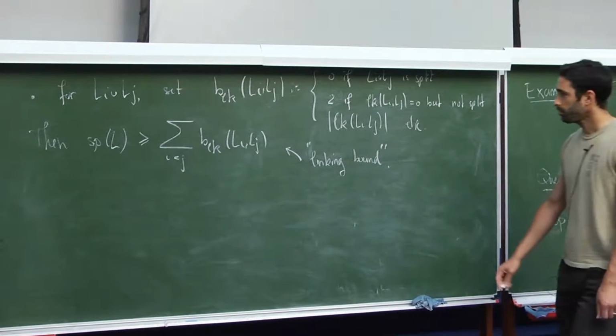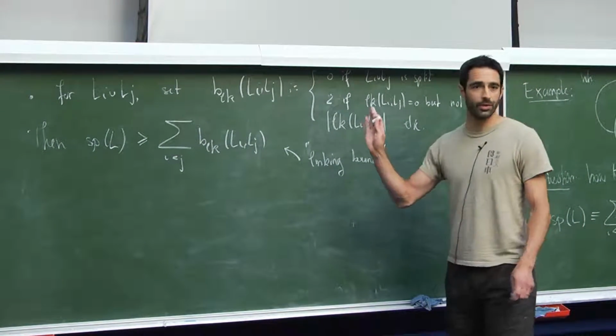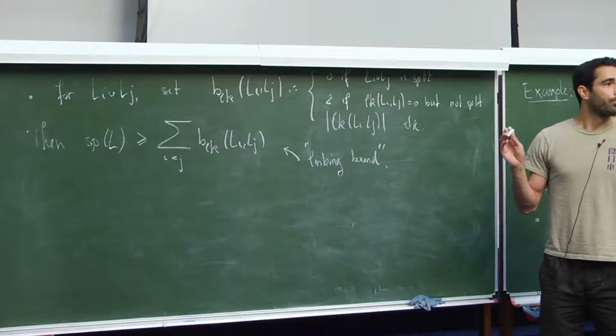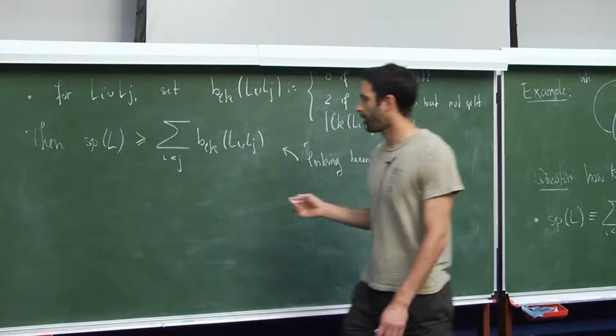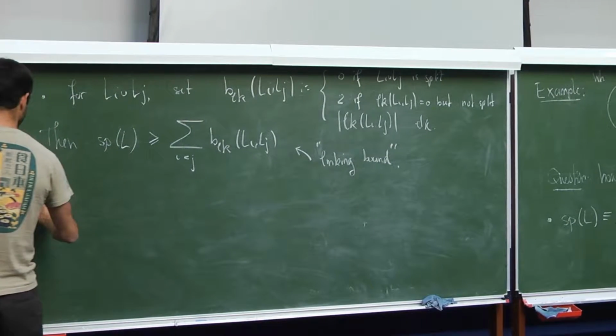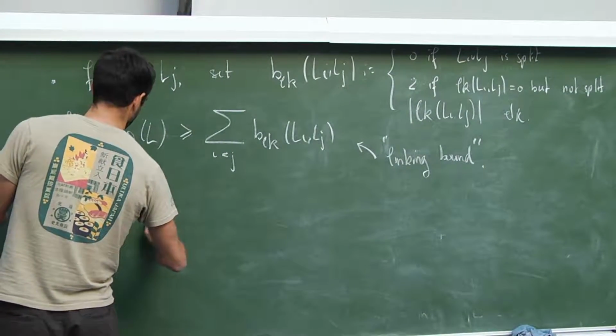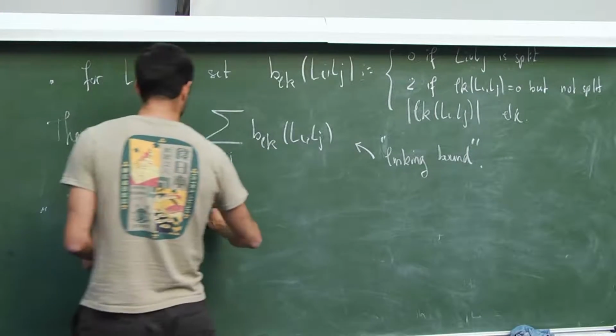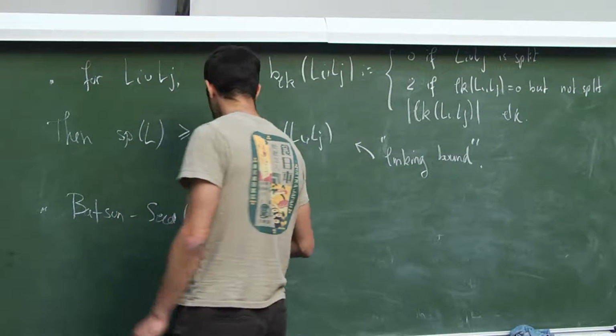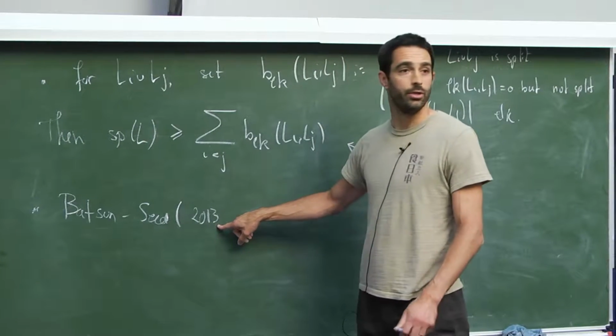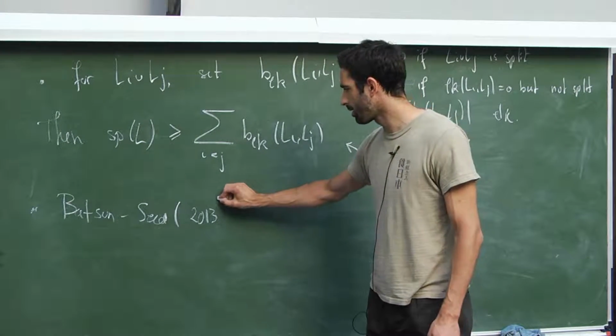Okay. So that's the kind of totally obvious things. Can we say more? The first people to say more about this were Batson and Seed. That was in 2013, and their paper got published in Duke maybe 2 years after that.